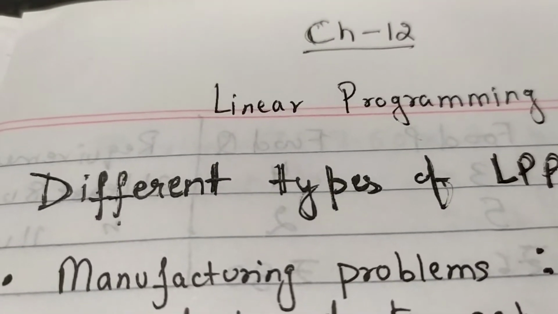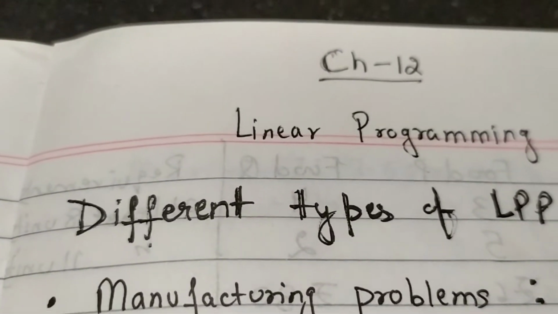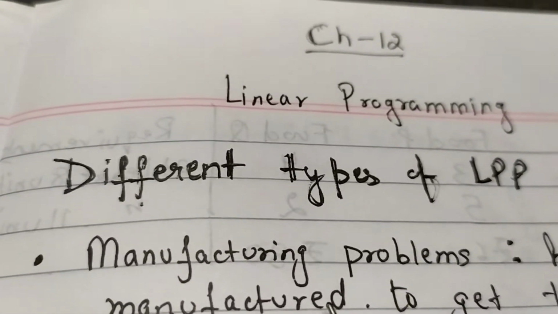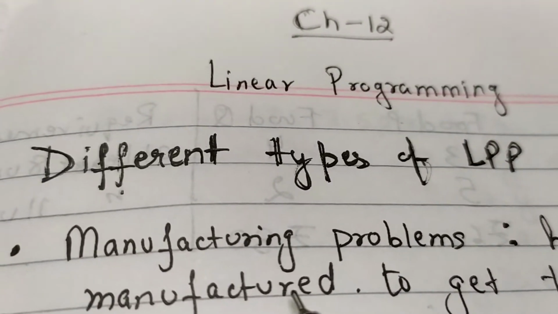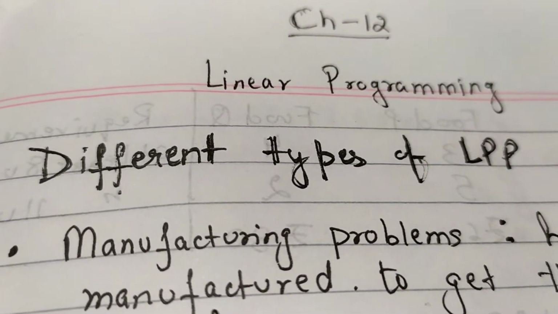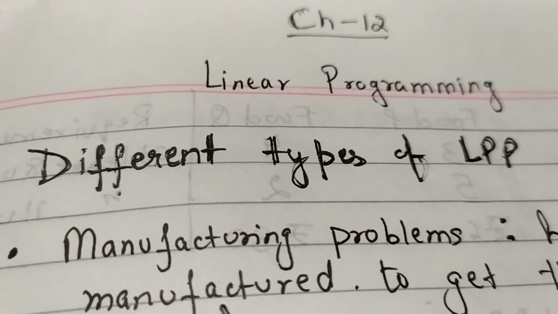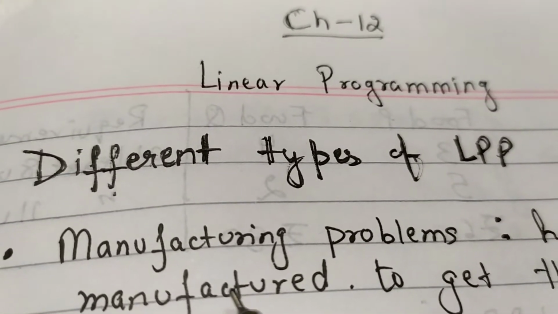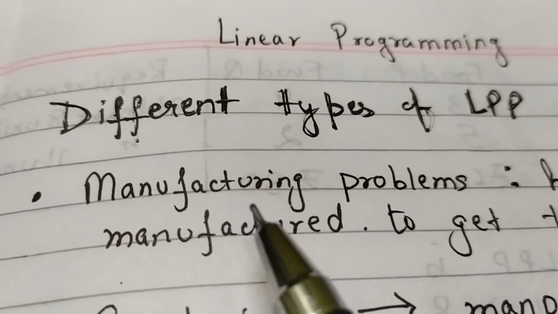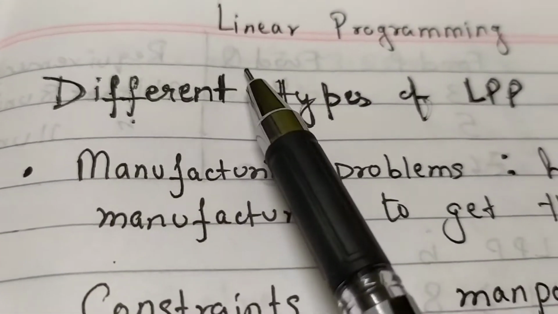Hello students, this is video number 2, linear programming, chapter 12. In my last class I discussed how to formulate LPP, that means linear programming problem, and how to solve it graphically. Now today we will discuss different types of LPP.